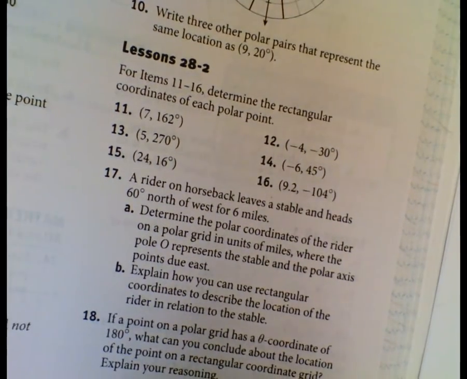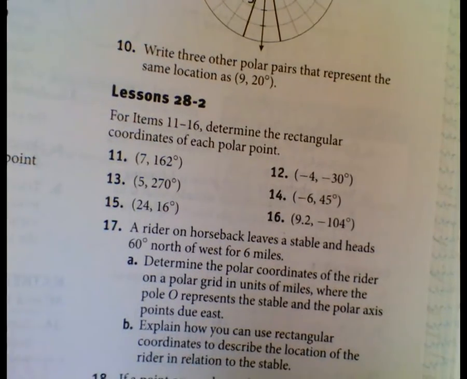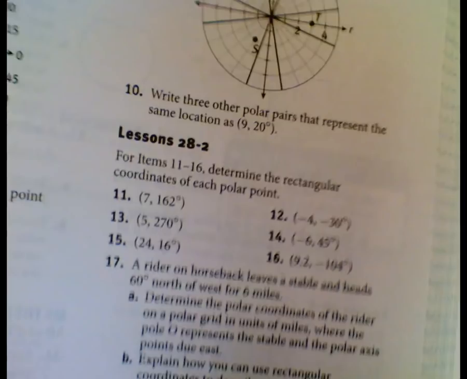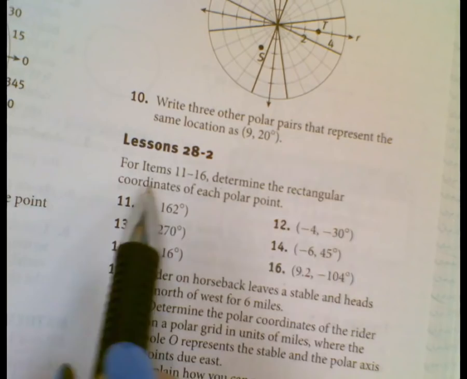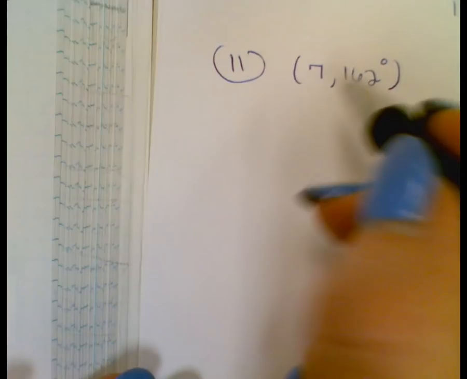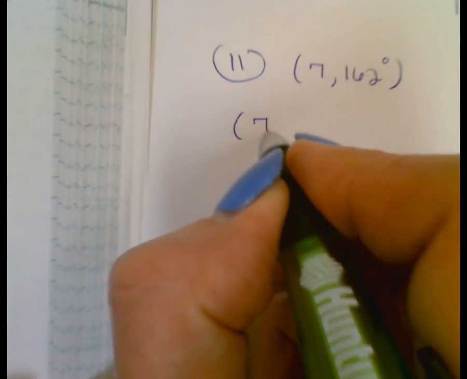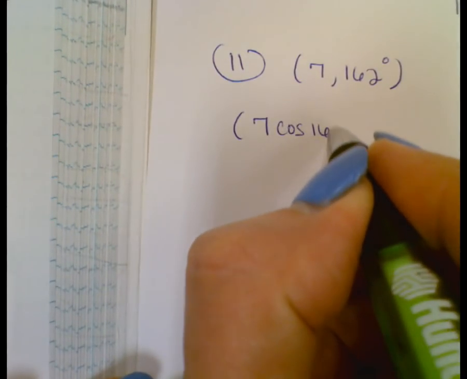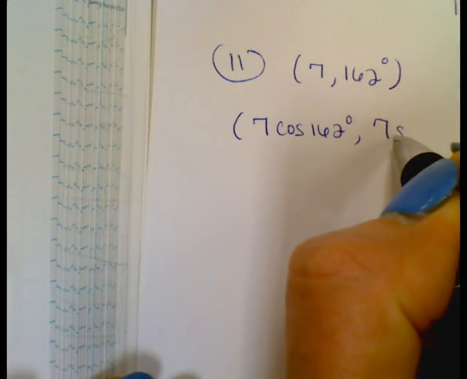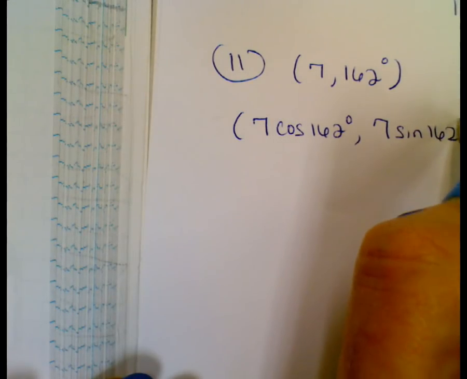Okay, so the first problem is 7:162, and it says determine the rectangular coordinates for each polar point. So this is a polar point, and we're going to do rectangular coordinates. So it is 7 cosine of 162 and 7 sine of 162. And we'll use our calculator.